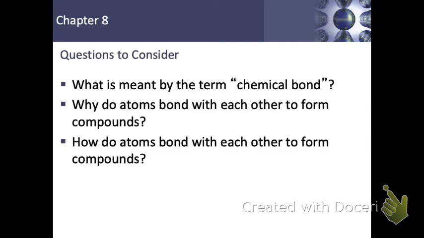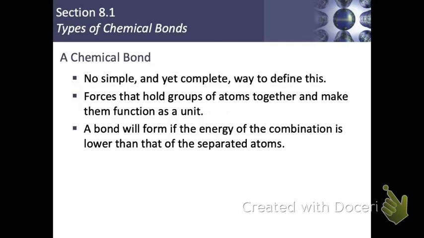Okay, so we're going to start looking at what it means to be a chemical bond, why they bond, and how they bond. Big questions there. As James already pointed out, this is funny: with a chemical bond, there's no simple and complete way to define it, because bonds happen in a lot of different ways. But a bond is some sort of force that holds groups of atoms together and makes that group of atoms function as a singular unit.